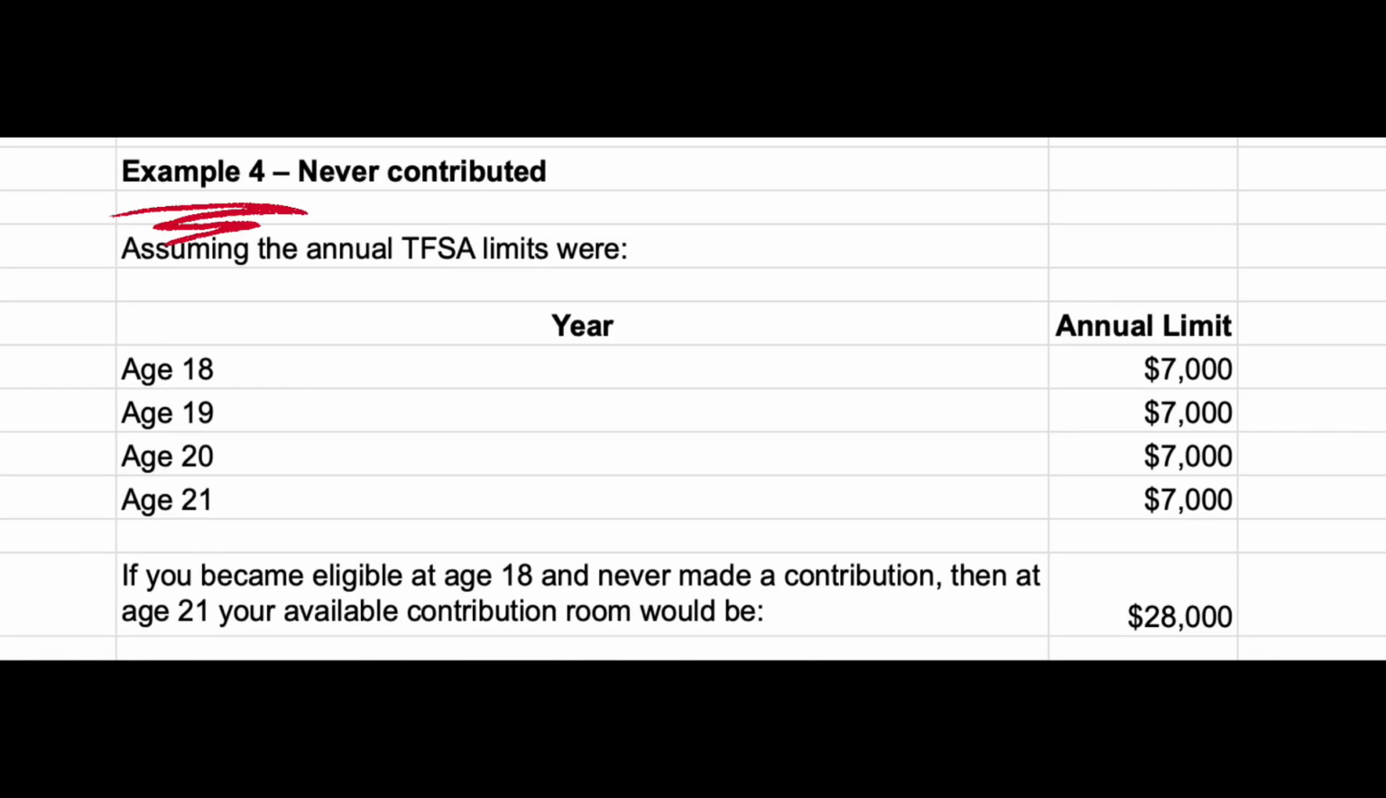The last example shows what happens if someone has never made a contribution. Assume you became eligible to contribute at age 18 and have never contributed. If you are now 21 years old, your available contribution room is the sum of the annual contribution limits from every year you were eligible but did not contribute. Assuming the annual contribution limit was $7,000 each year, your available contribution room would be $28,000.